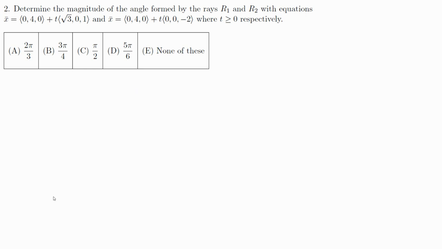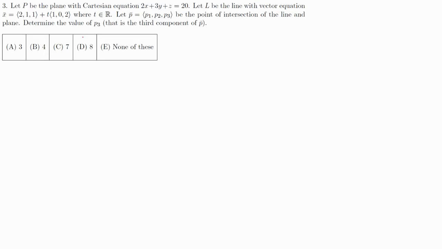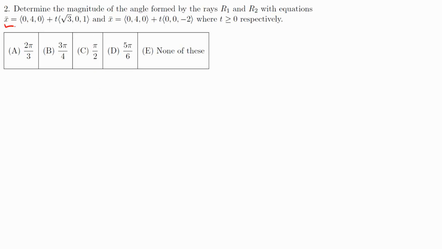Number 2. Okay, so this is a magnitude question, and they give us two rays, and these rays have the same origin. So then we can actually work out the magnitude of the angle formed by these two rays, because there is a point of intersection. The point of intersection is 0, 4, 0, and then we can work out this, let's call it theta.